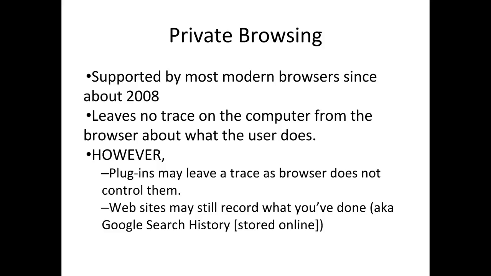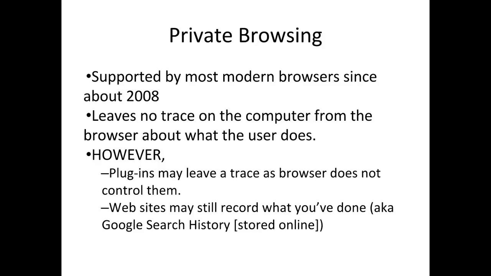We then move on to private browsing. Okay, so we've just looked at, Internet Explorer gives you lots of information in the index.dat file about history. It stores lots of information on the cache. Now, lots of people don't want their web browser to do that, and so web browsers have established something called private browsing, which means that your history is not recorded and nothing goes into the cache. Now, private browsing is supported by most modern browsers for quite a long time now, and the idea is it leaves no trace on the computer about what the user does.